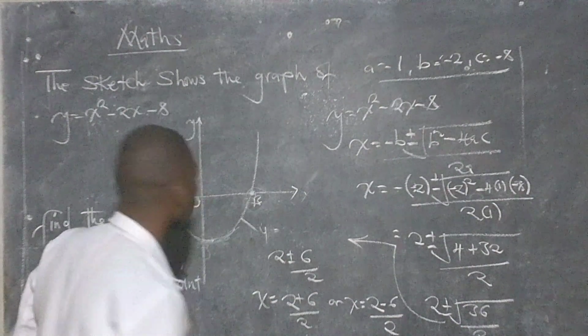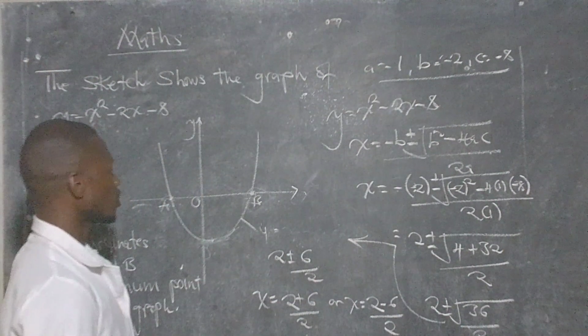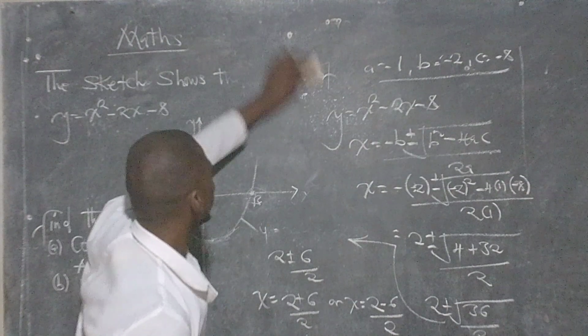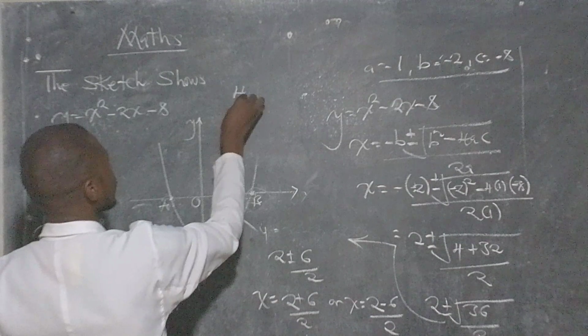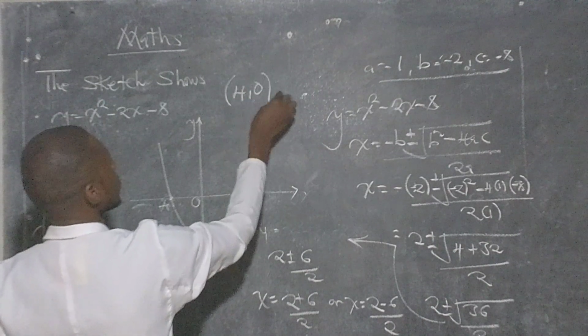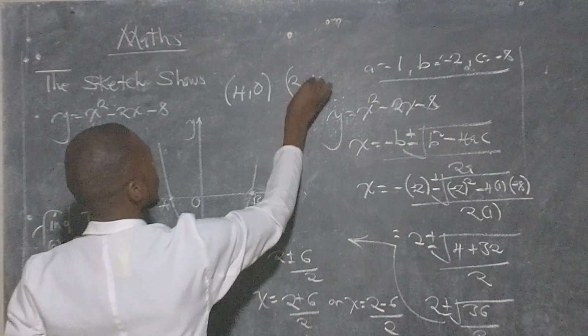Now, since we're looking for the coordinates, this is not a coordinate. This is also not a coordinate. So the coordinates now will be, let me write my coordinates here. So I have 4, 0. Then I also have 2, 0.